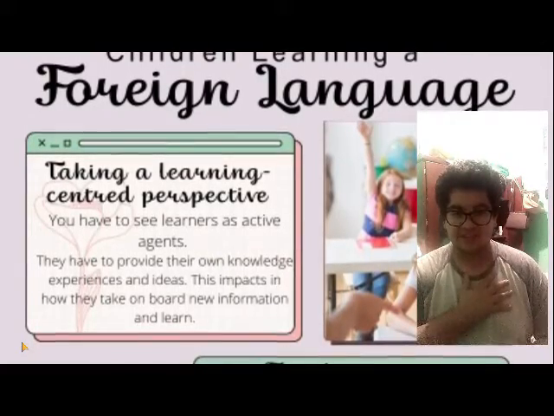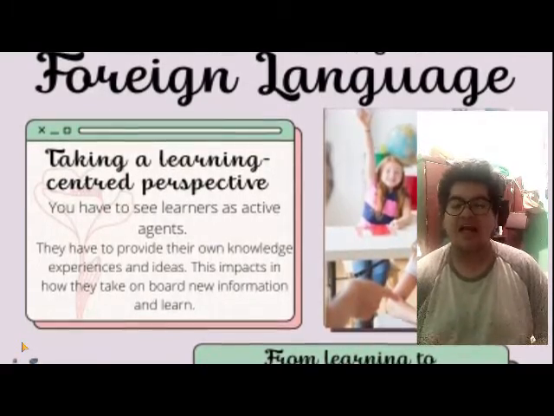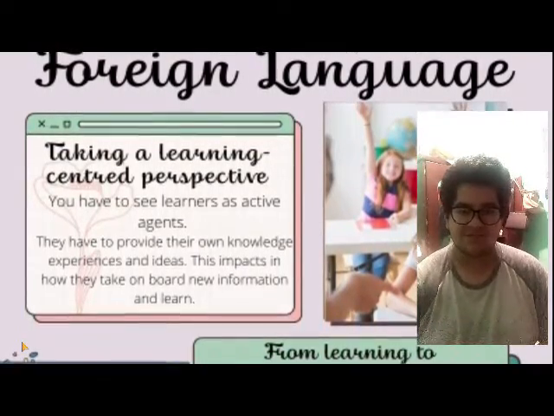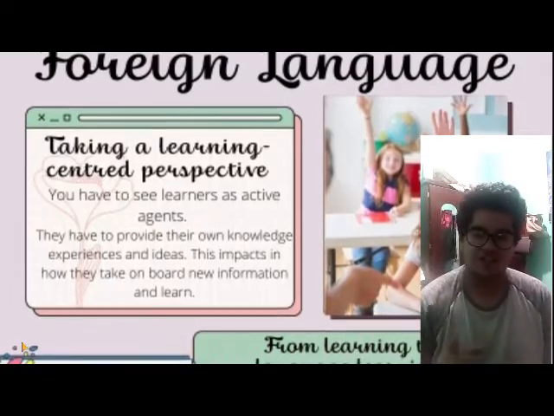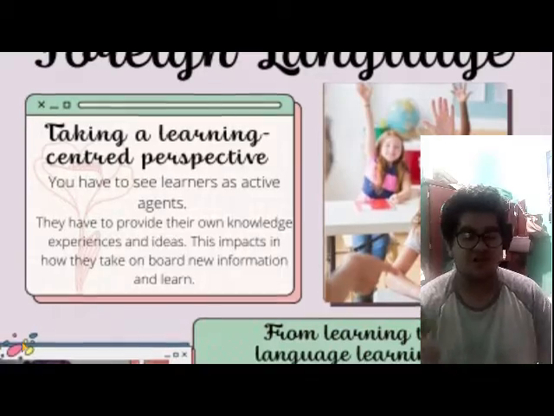We are Francisco Danilo Bernal Funes, Jennifer Gabriela Ayala Samayoa, and Gabriela Estefania Torres Rivera. Today we're gonna talk about the first chapter of Teaching English to Young Learners book.